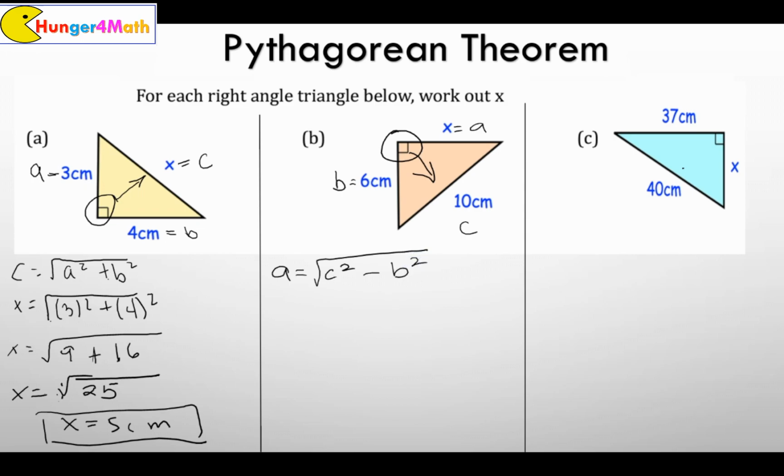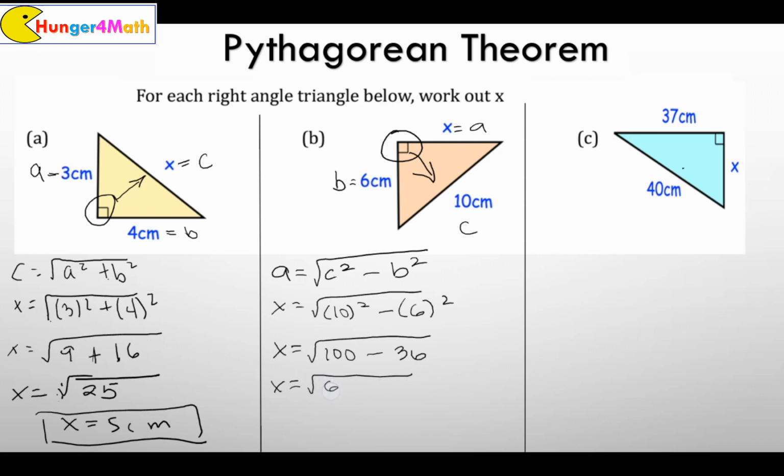Now let's substitute. A is X is equal to the square root of C, which is 10 squared, minus B, which is 6, then squared. Let's copy X equals the square root of 10 squared, that is 100, minus 6 squared is 36. Then once again copy, X is equal to the square root of 100 minus 36 is 64. Now the square root of 64 is 8, and that will be 8 centimeters for letter B as the value of X.